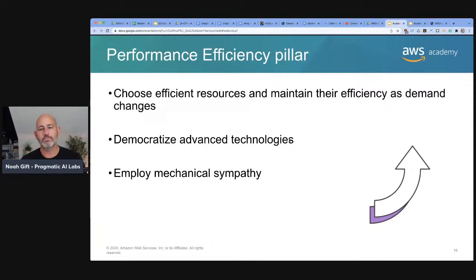In terms of performance pillar, this would mean choosing the right things for the job. So are you efficiently choosing resources and maintaining their efficiency? Are you democratizing advanced technologies? So if, let's say, containers or microservice technologies like AWS App Runner come out, are you able to provide those to your developers? And are you able to employ mechanical sympathy? So this is basically when you use a tool that understands how it will operate best. And so you're using a technology approach that aligns best to what you're trying to achieve. For example, database, if it's a key value database versus a relational database.